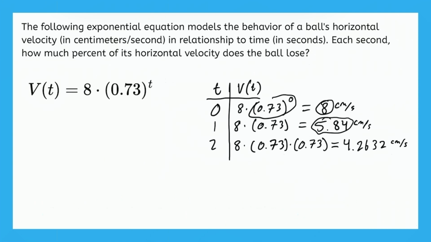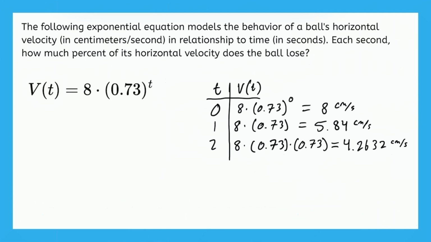Because right up here, this whole part that I just circled is equal to 1. And then we did times 0.73 in order to get the 5.84, and then again times 0.73 to get our next velocity, 4.2632. So every second, we just multiply by 0.73.